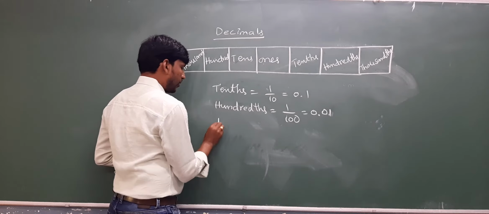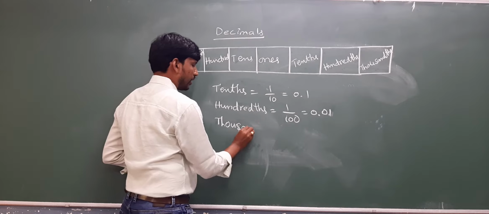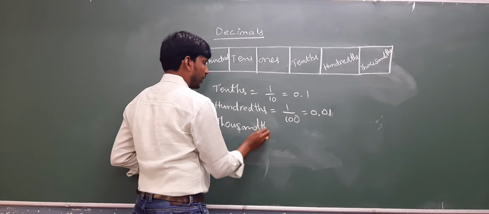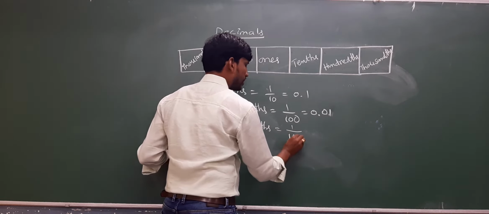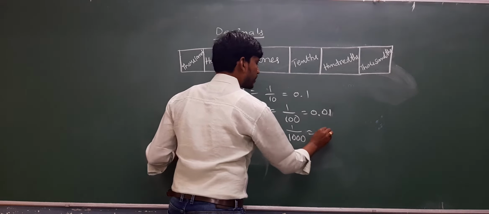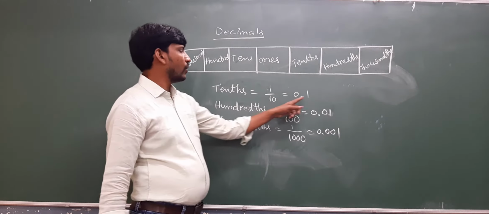0.01, and thousandth. See, don't forget to write TH. Thousandth place is 1 by 1000, which is nothing but 0.001. Clear everyone?